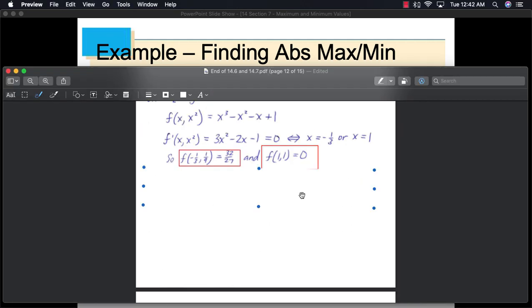And for emphasis, just a final conclusive statement. Our absolute max is f of 2, 4, which equals 3. Our absolute min is f of negative 2, 4, which is negative 9.